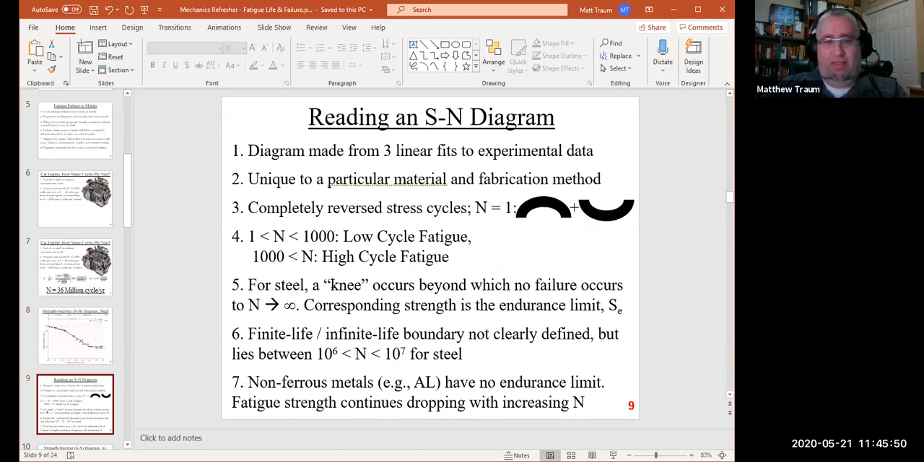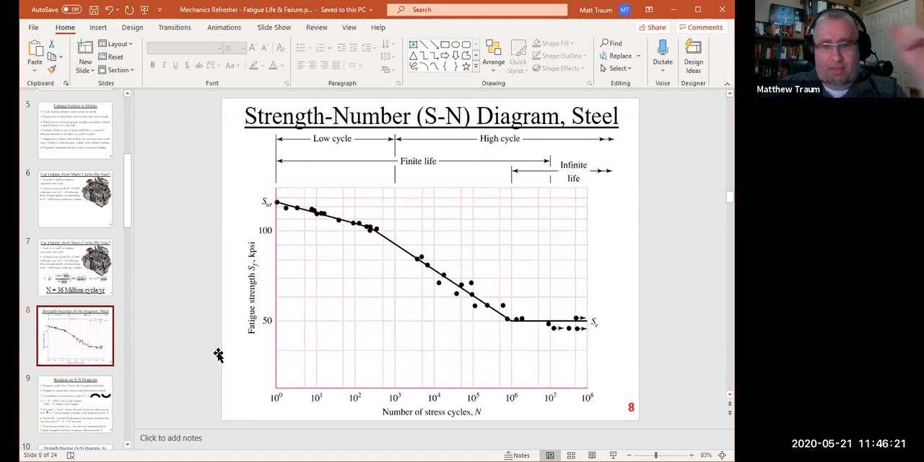Okay, now for steel, there's a knee that occurs beyond which no failure happens. And so provided you've designed your steel part, and it has to be steel or similar material, you can actually have a part that goes through an infinite number of cycles and never fails. And that strength is called the endurance limit. So let me point that out here on the chart. So SE is the endurance limit. So that's where the curve basically flattens out, right? And so this is just going to be a flat curve all the way out into infinity.